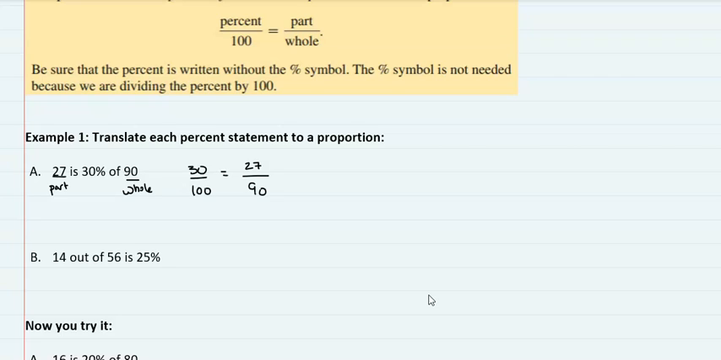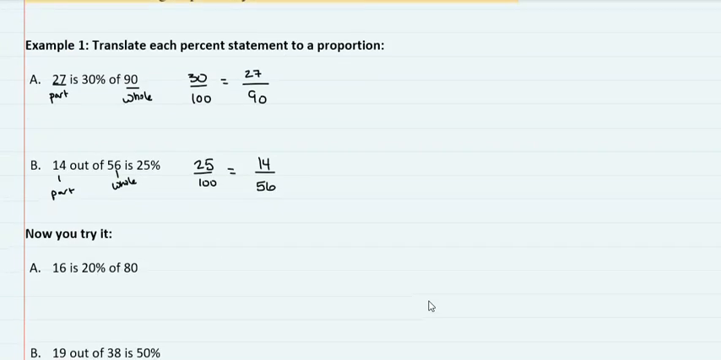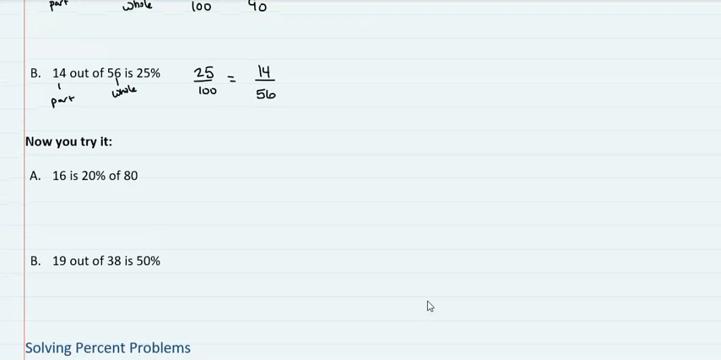All right, the next one, 14 out of 56 is 25%. I immediately see the 25%, and I'm going to write 25 100ths. So 25 100ths is 14 out of 56. 14 is the part, and 56 is the whole. So that's how you would set these up. Now I'm going to give you guys a chance to try this. Give these a shot, then pause the video and come back and check your answer.